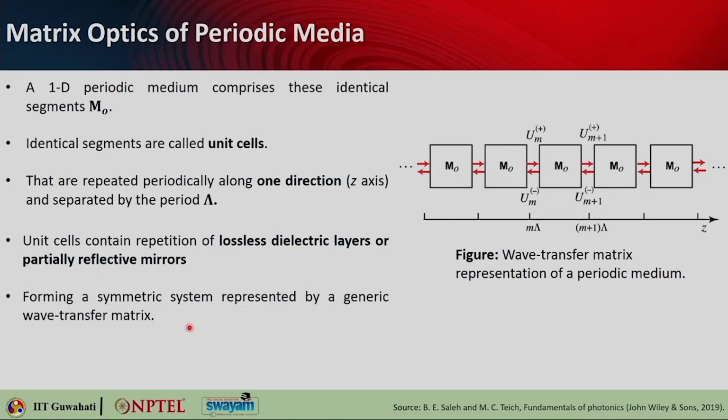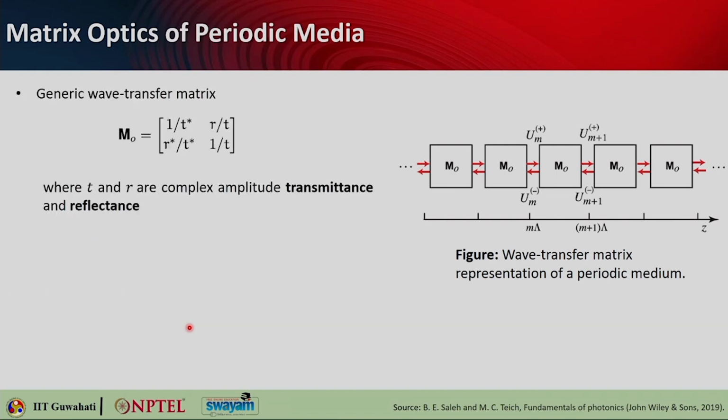Now, forming a symmetric system generated by a generic wave transfer matrix. You can make a generic wave transfer matrix which looks like this. What are the elements here? 1 over T conjugate, R over T, R conjugate over T conjugate, and 1 over T. This is how you are able to write a generic wave transfer matrix where R and T are the reflectance and transmittance.